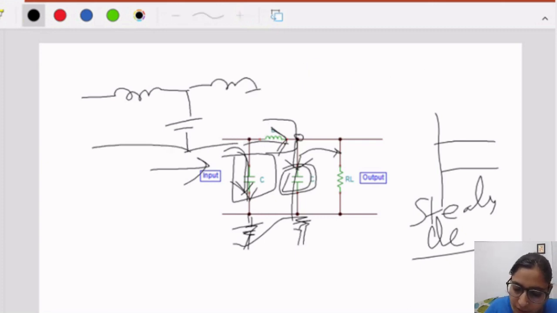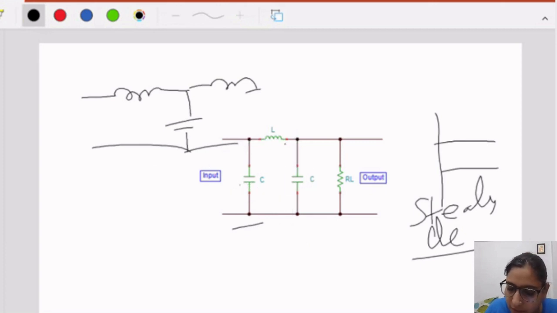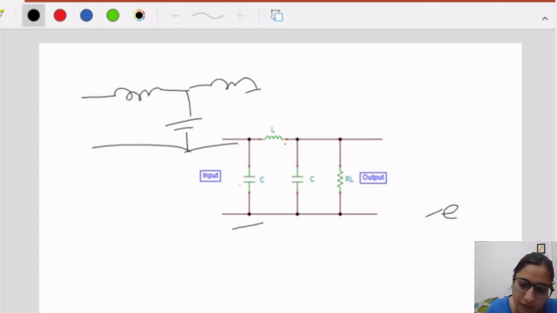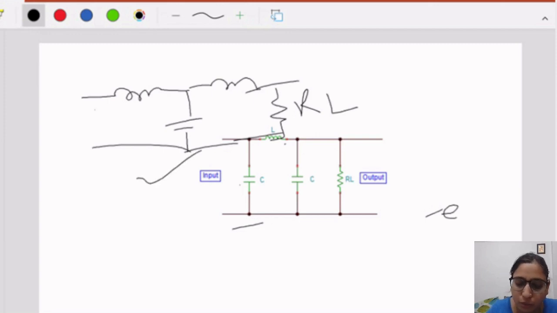So in the T filter, what will happen? A T-like structure is made, so this is considered as a T filter. And here we will get the output. Okay, this is load resistance RL. Now this is the structure of a T filter: two inductor coils connected with the capacitive filter.